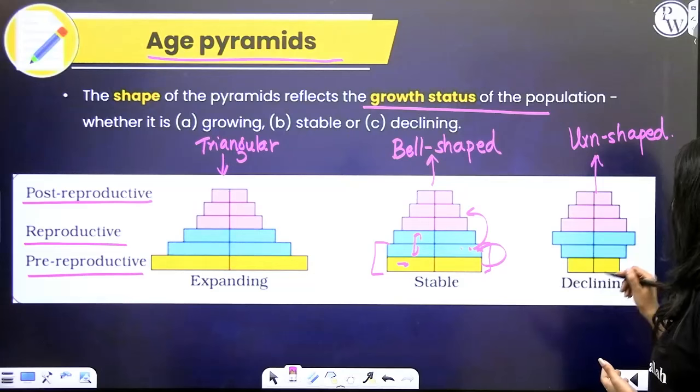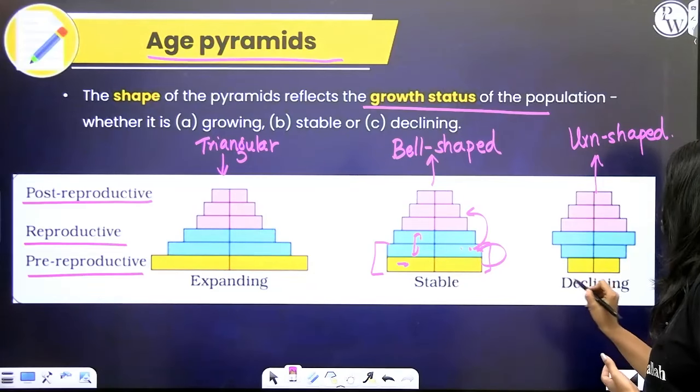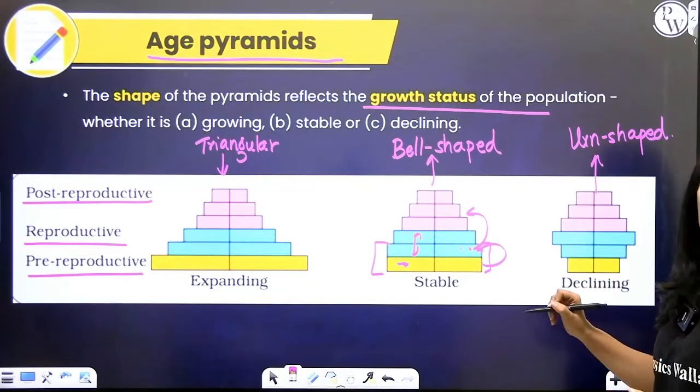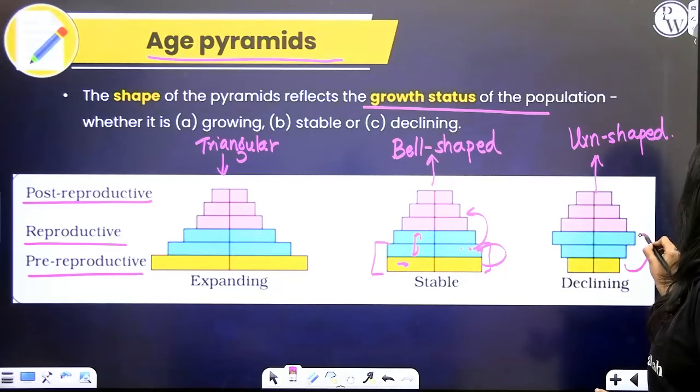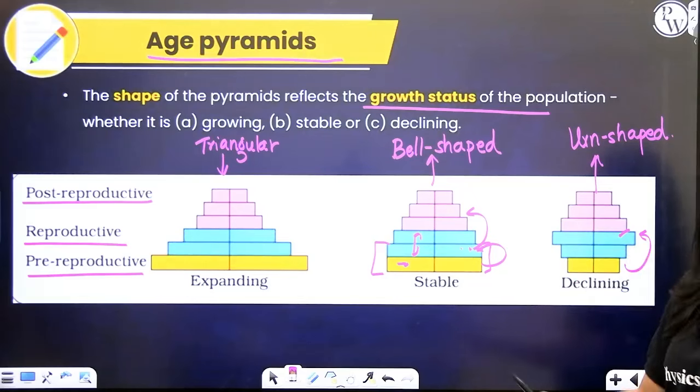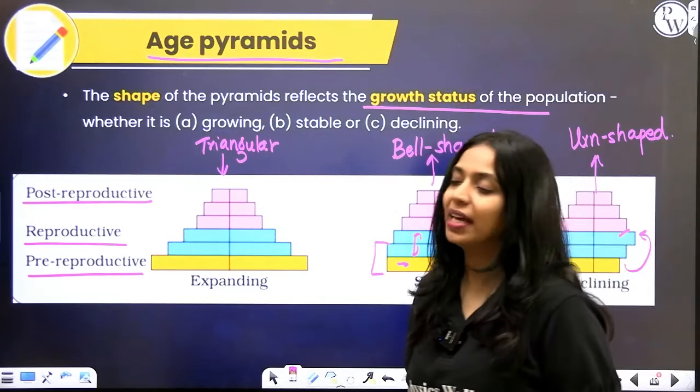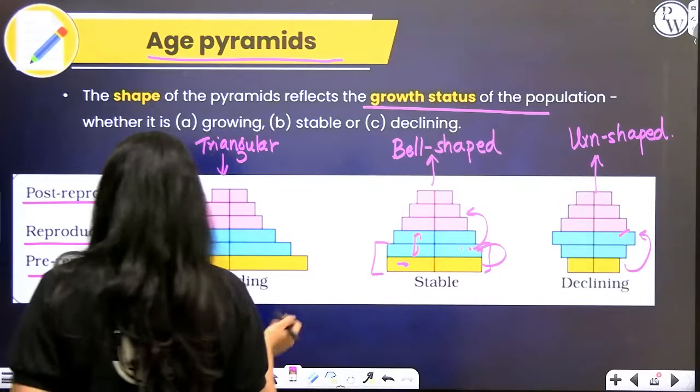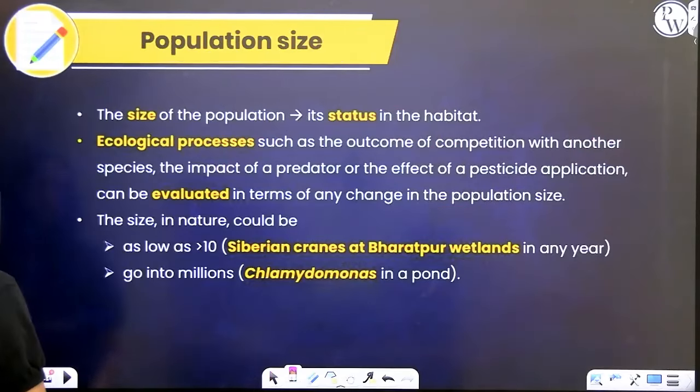What would happen if the pre-reproductive individuals are the least in number? There are not enough individuals to replace the reproductive ones. So as a result, the population is going to decline over time. That is how we get to know about the growth status of a population. I hope this is clear.